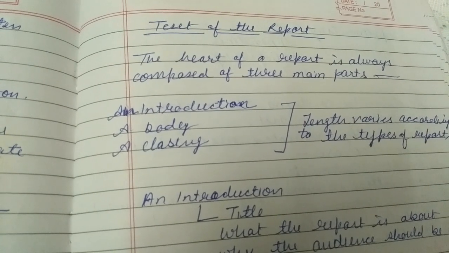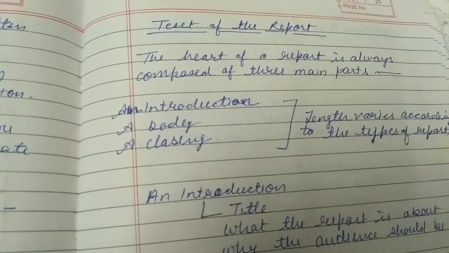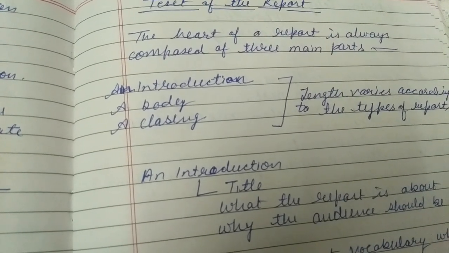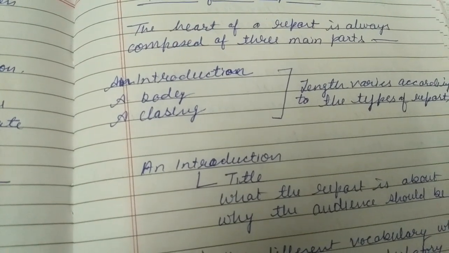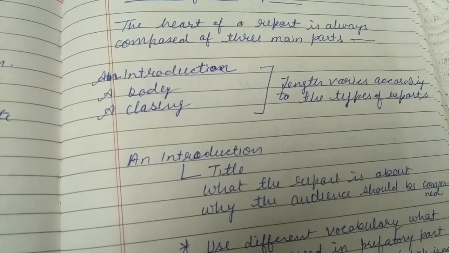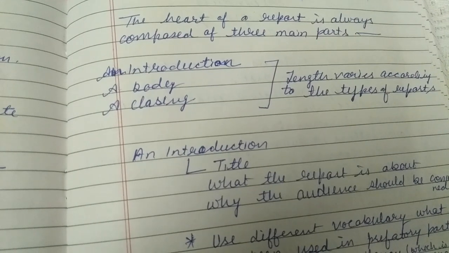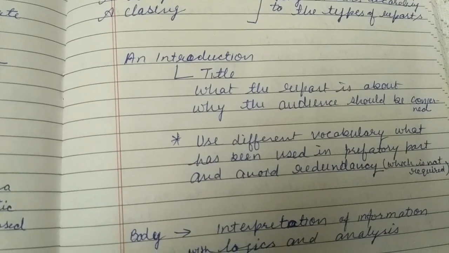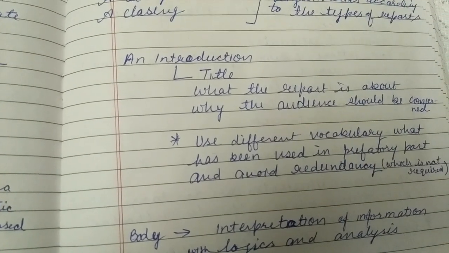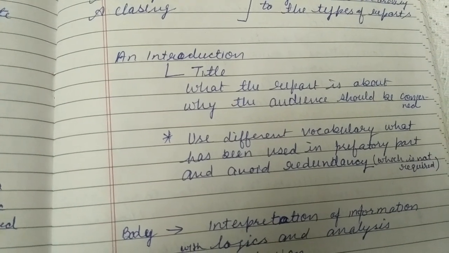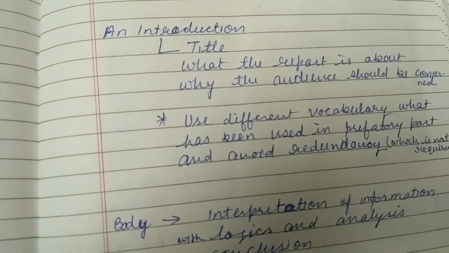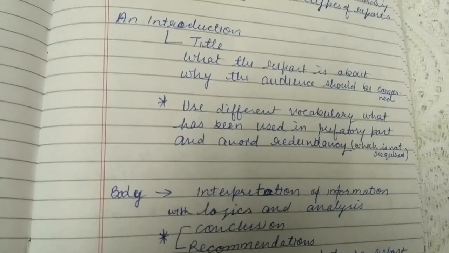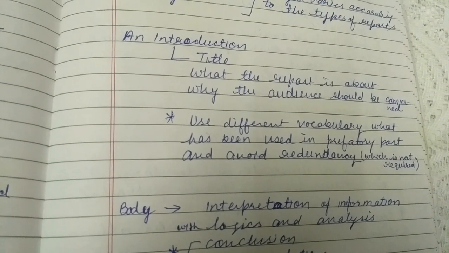The text of a report is actually the heart of a report and is always composed of three main parts. First is an introduction, then a body, and a closing. Their length varies according to the type of report. Introduction: an introduction has the title, what the report is about, and why the audience should be concerned. So for this we are to follow the introduction.